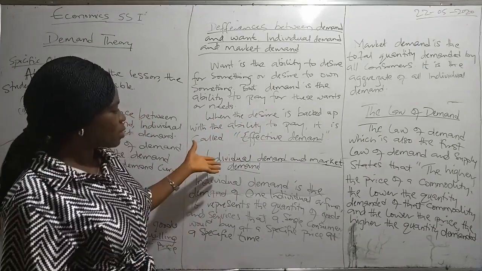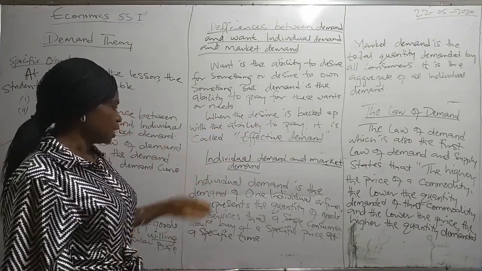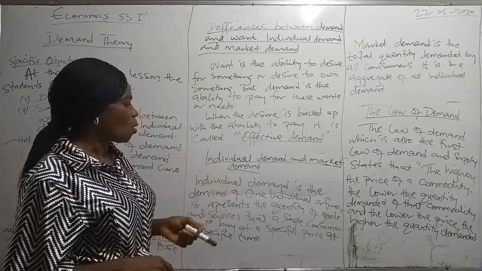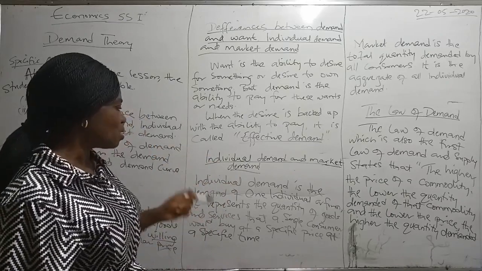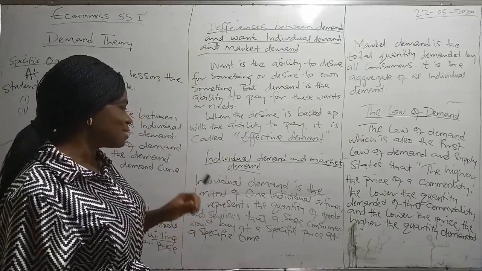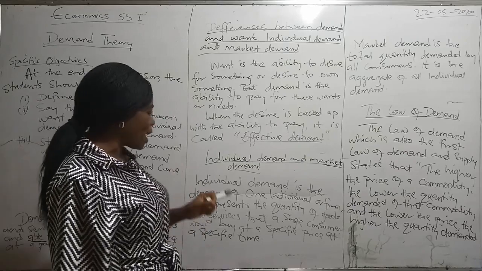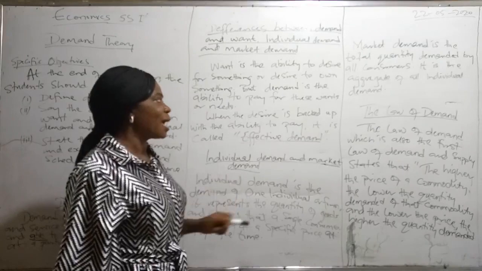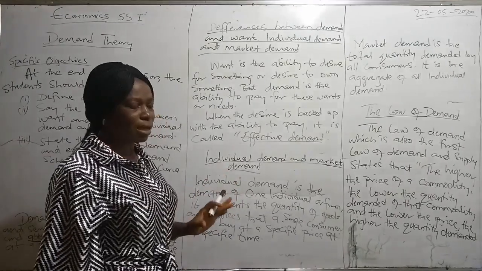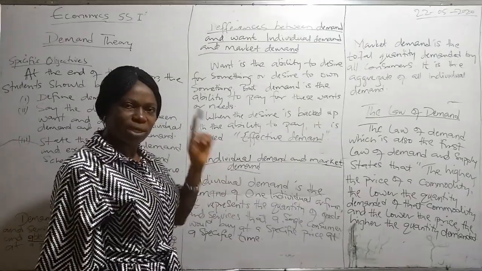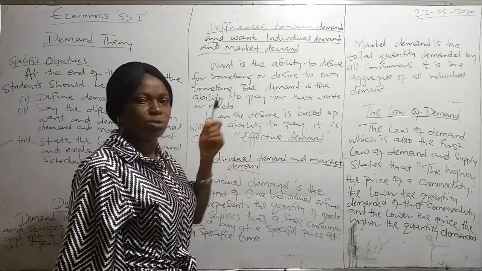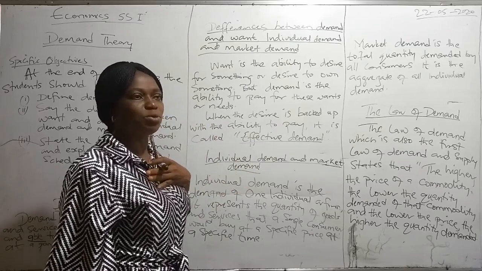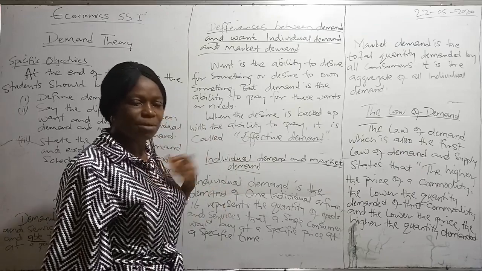Now, looking at individual demand and market demand. Individual demand represents the demand of one individual or a firm. It represents the quantity of goods and services that a single consumer would buy at a specific price and at a specific time. That is individual demand. One person. We are looking at the demand of one person. If I go to the market to buy anything, just my demand, what I'm able to buy or pay for at that time is what we are looking at.